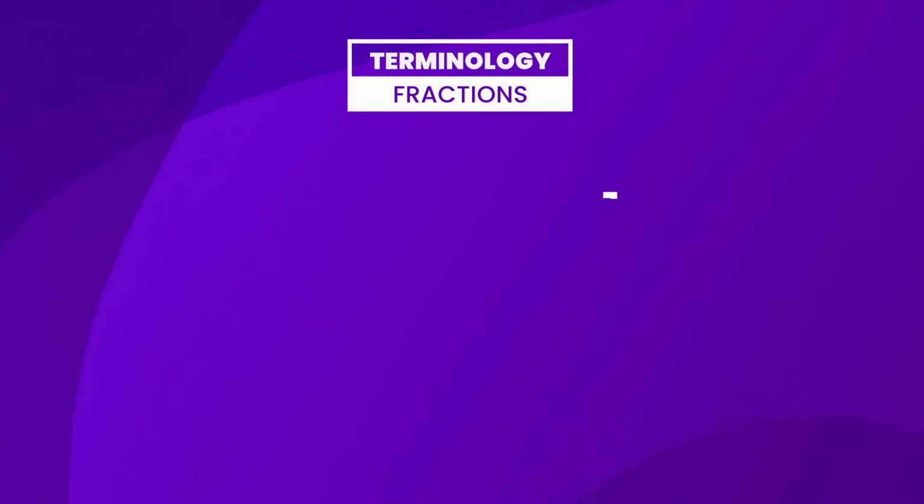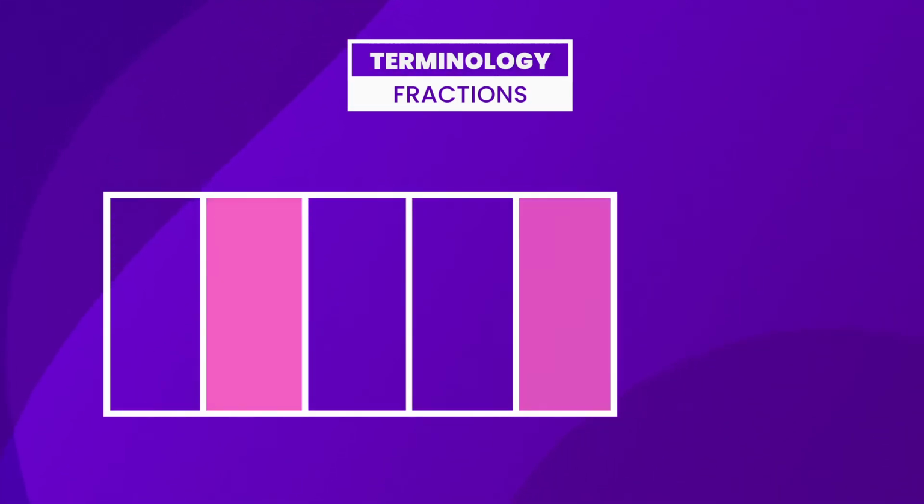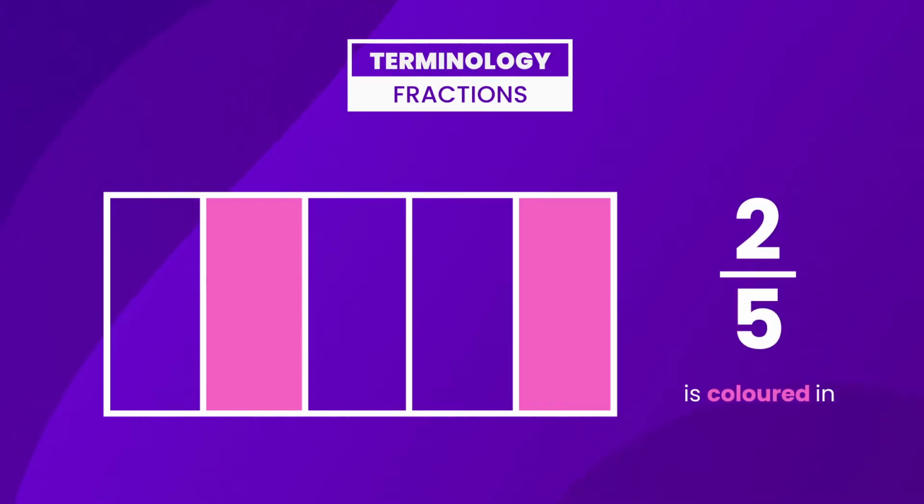Let's do another example. This rectangle here is divided into 5 equal parts. 2 of them are coloured in. That means that 2/5 of this rectangle is coloured in.